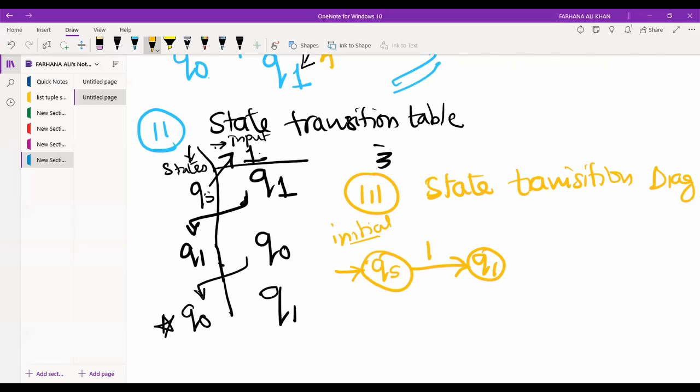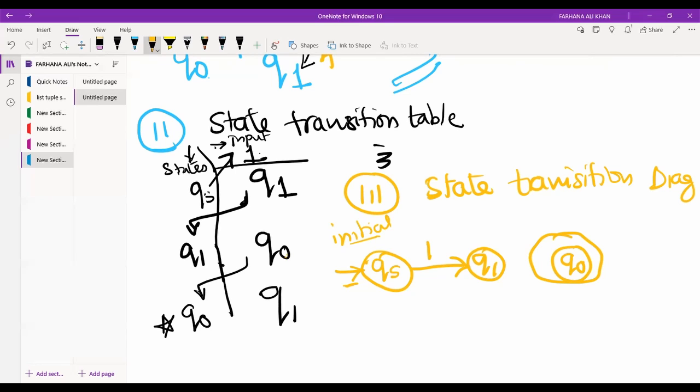Now from Q1, Q1 on 1 goes to Q0. So the resultant state is Q0. We'll first draw a circle, and within the circle we'll write the state name, Q0. We already know that Q0 is the final state, so I will double circle it. The initial state is given importance by the arrow. The final state is also given importance, and it is shown by a double circle.